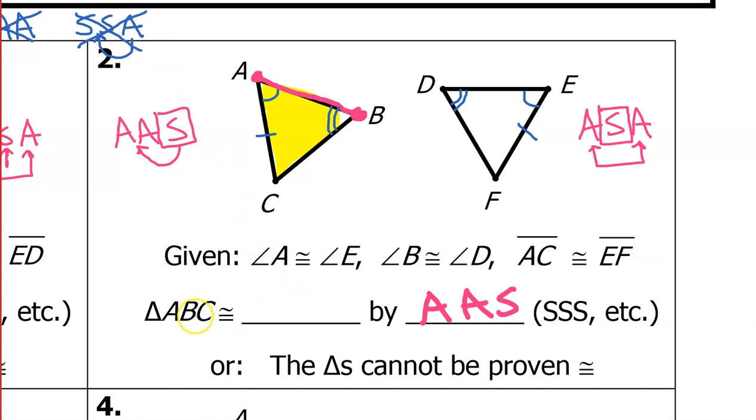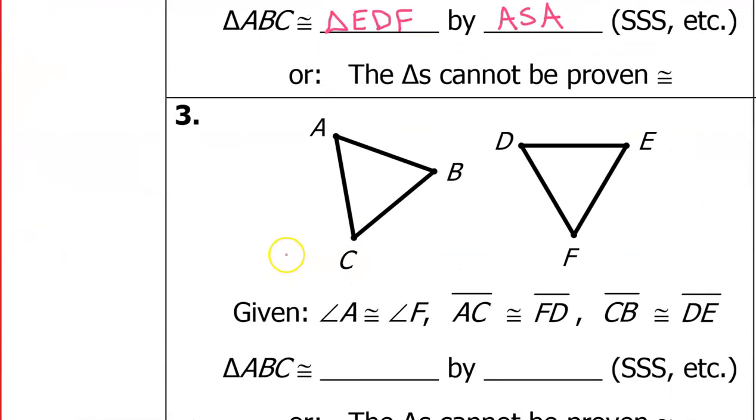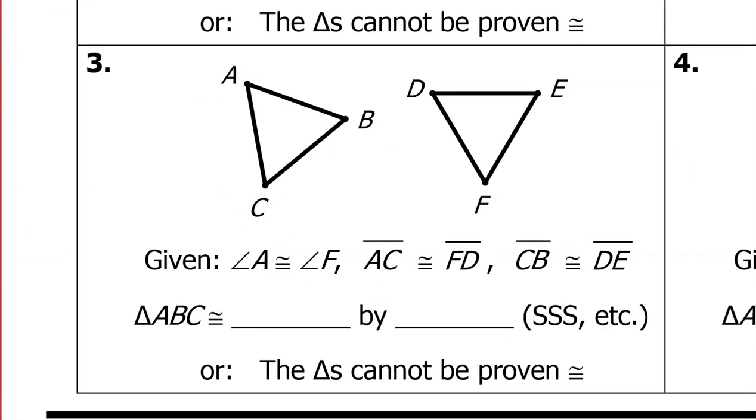So now we need to do our congruence statement. So triangle ABC is congruent to triangle. Well, angle A corresponds with angle E. So that means I have to say E first. Angle B corresponds with angle D, so D comes second. And then angle C clearly corresponds with F, because those are the two that are blank. So F goes last. All right, jumping over to problem number 3.